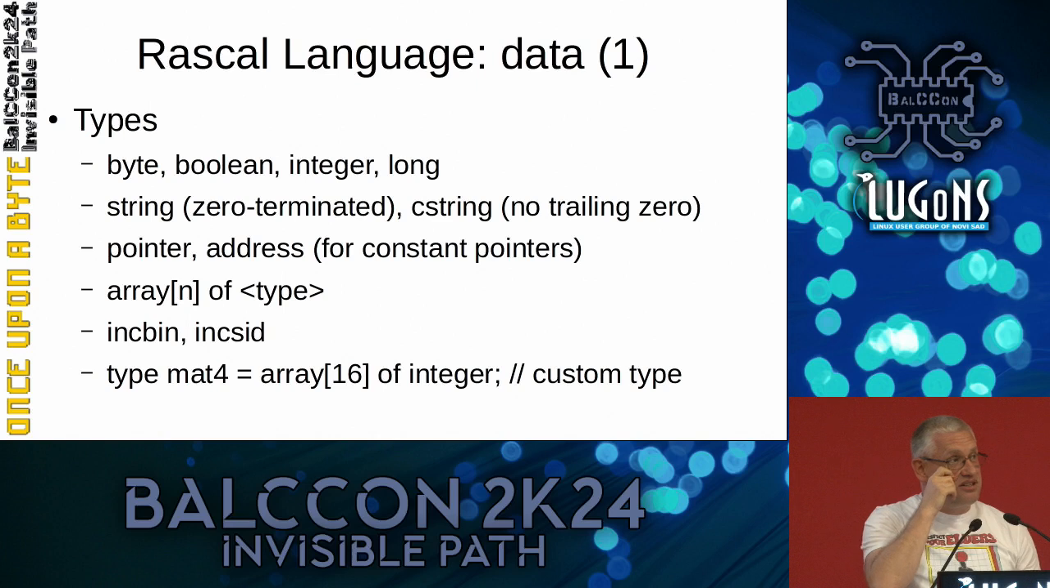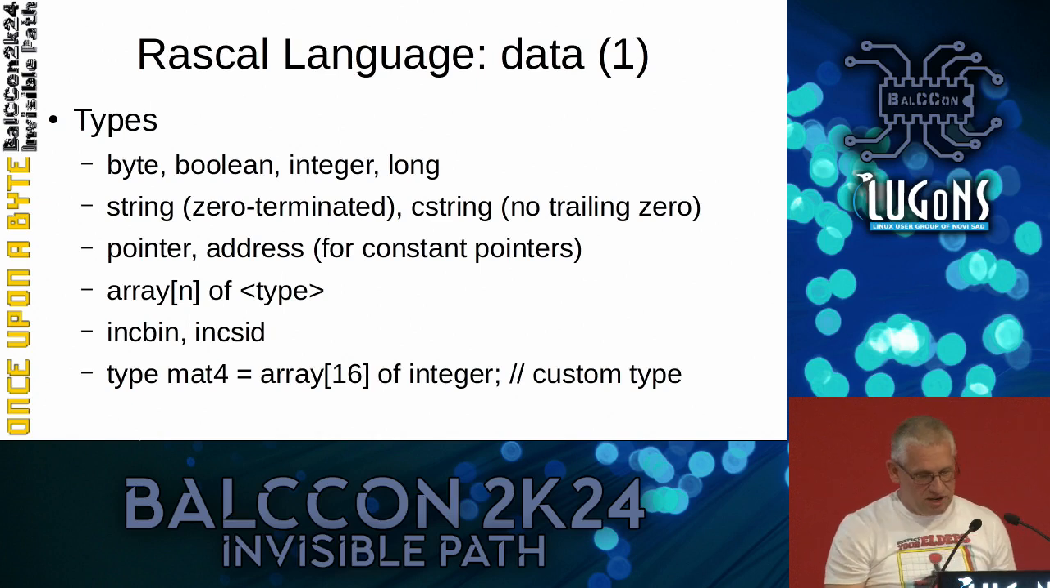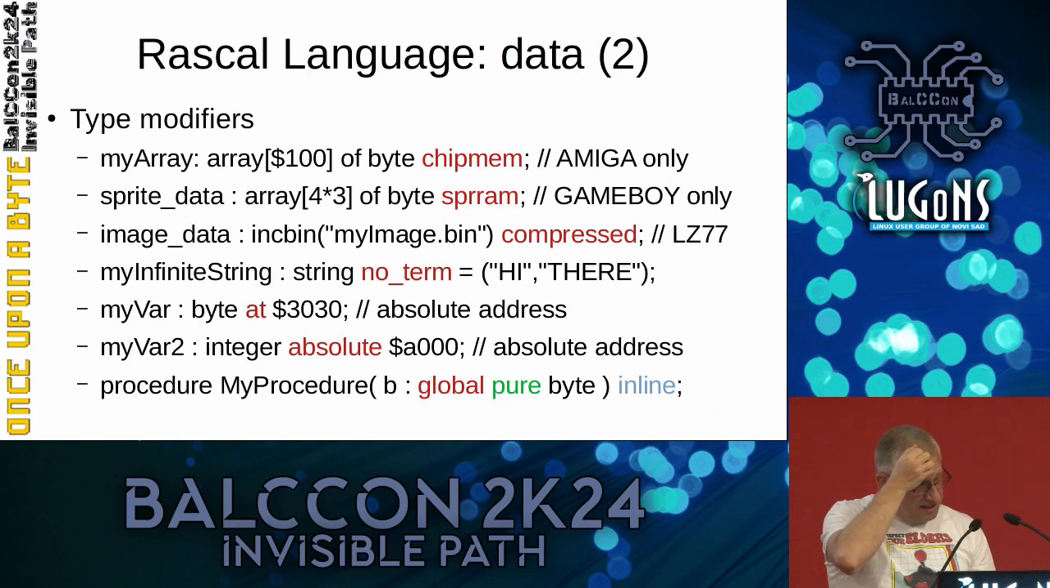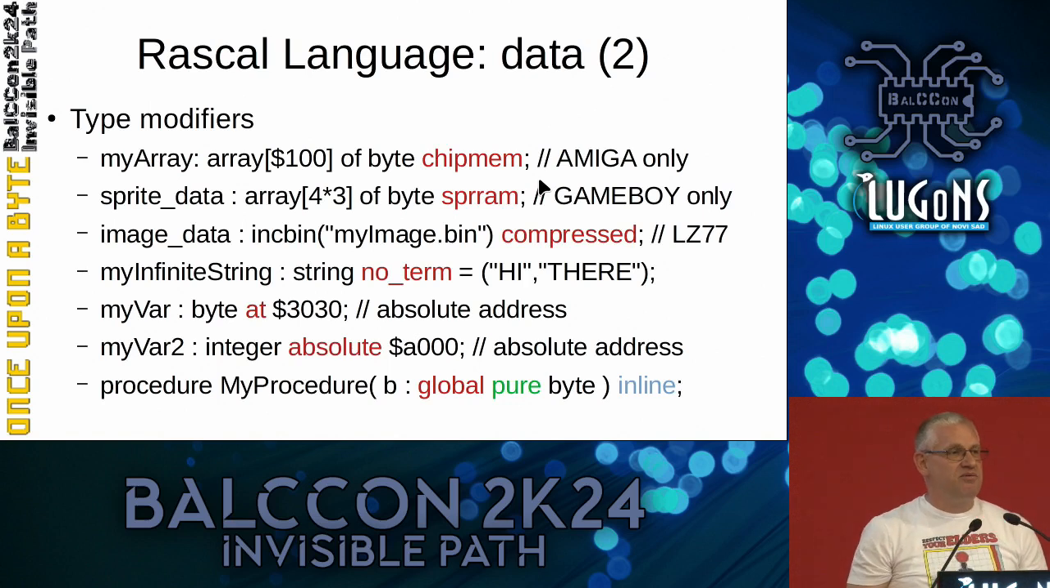On top of that, you can define your own types and use them in your code if that makes whatever you are making more readable. Then something closely related to types are type modifiers. They're usually platform specific. For example, the chipmem type modifier says that you want some data to reside in the chip memory on the Amiga computer, so this is Amiga only. Or you can say that some data needs to be in sprite RAM for the Game Boy, and so on. These are just examples.